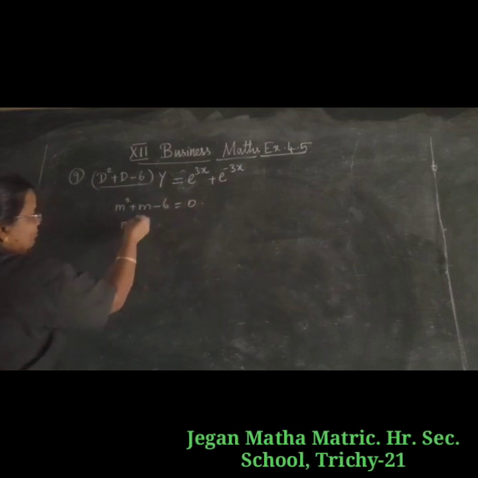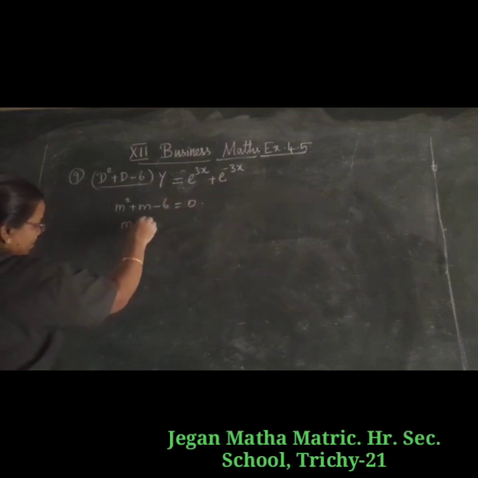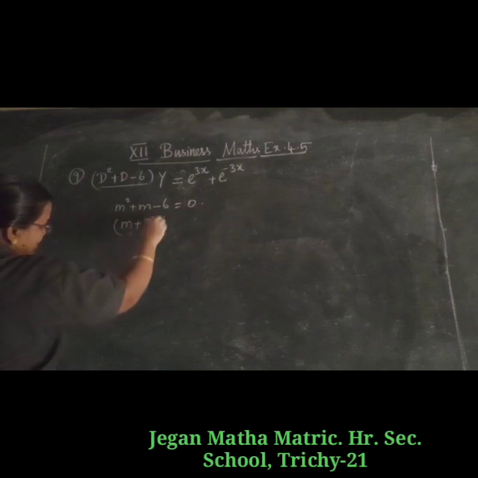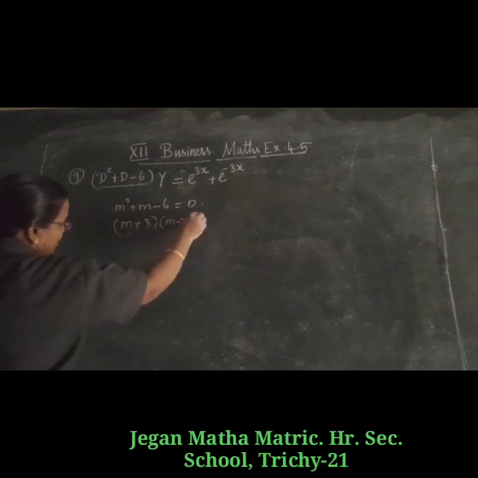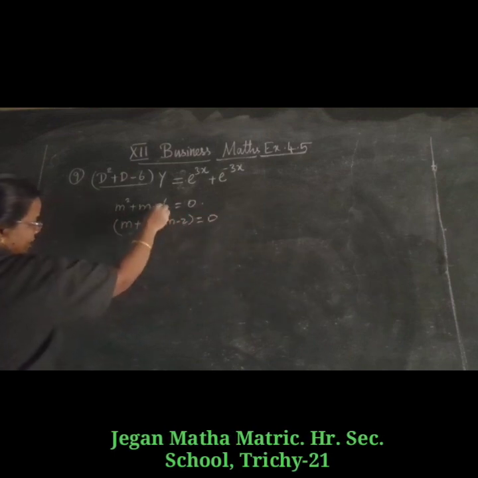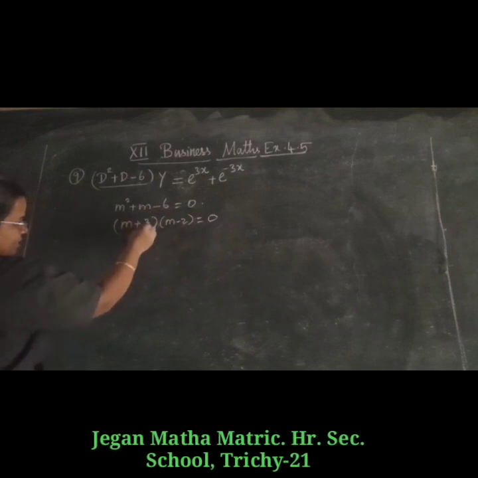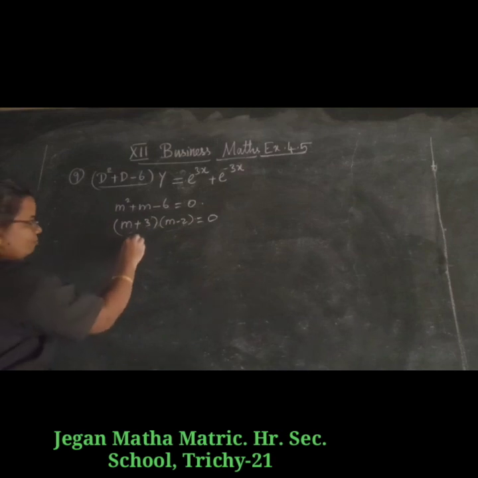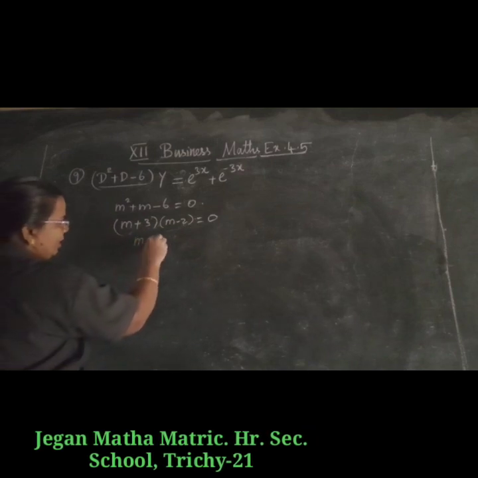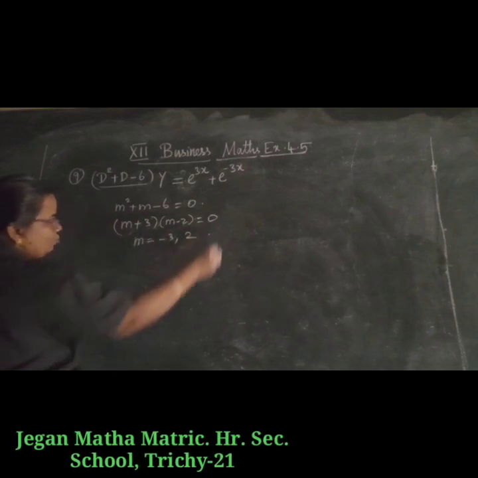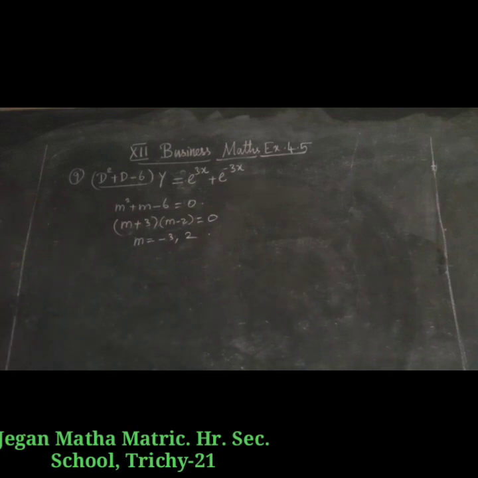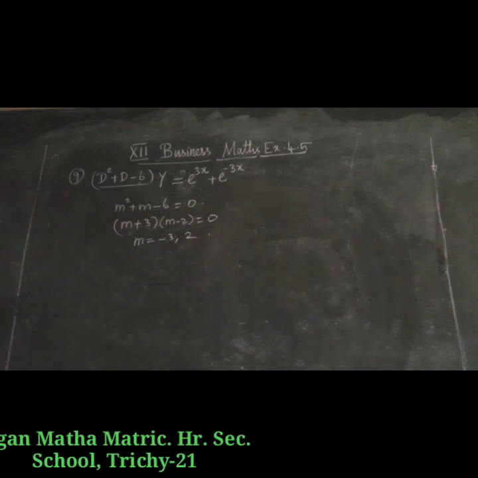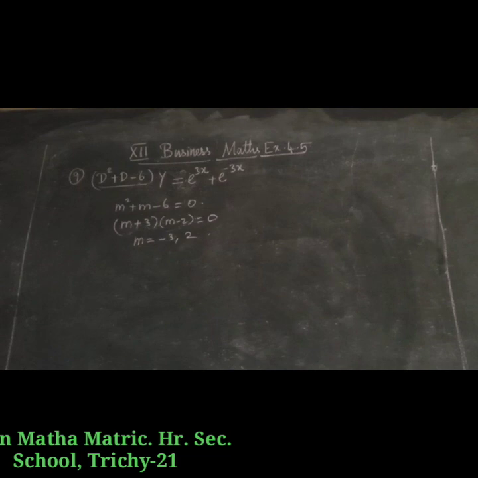And what is the factorization for this? That is (m plus 3)(m minus 2) is equal to 0, because the factors of minus 6 are plus 3 and minus 2, which add up to plus 1. So m is equal to minus 3, 2 are the roots. So alpha and beta, the roots, are m is equal to minus 3, 2.